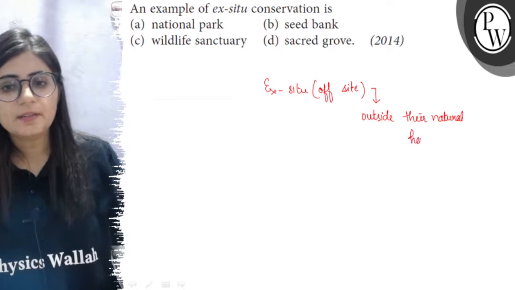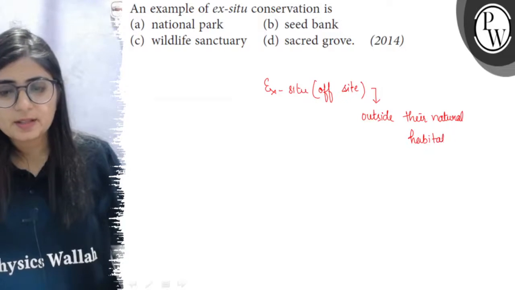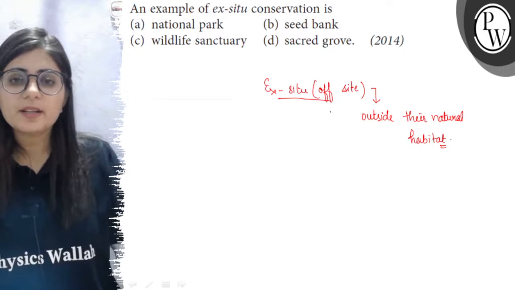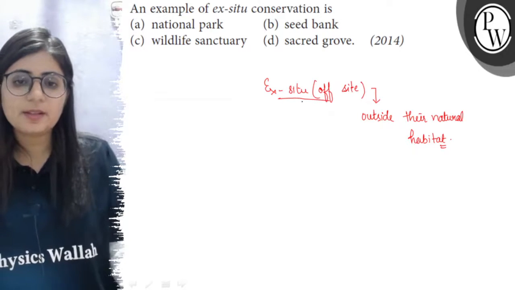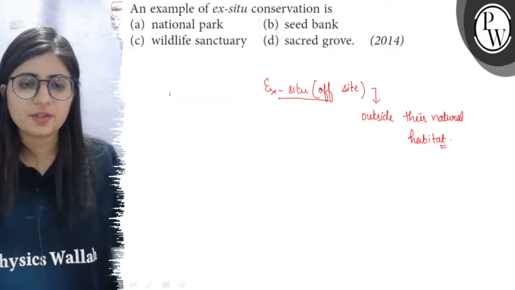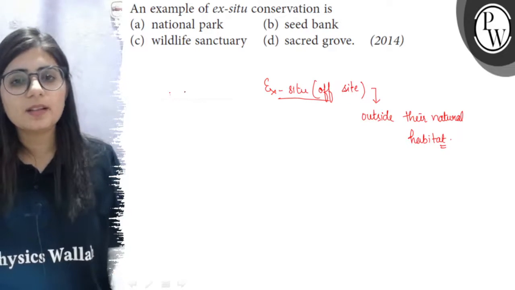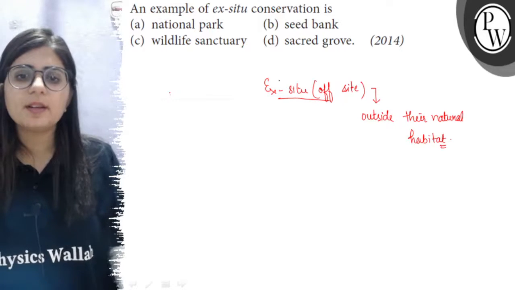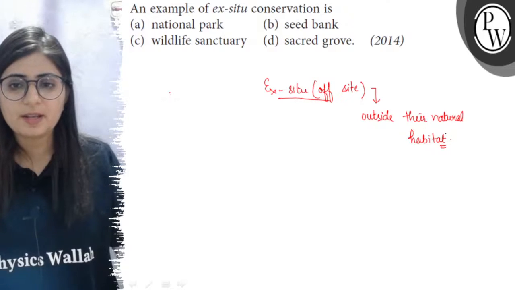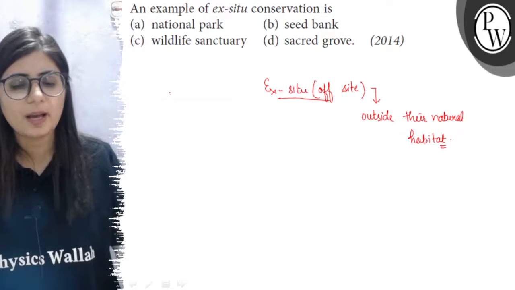For example, if a tiger is living in a forest, now there are two ways to protect it. One is to protect it in the jungle where it is living, so that will be in situ conservation, means on-site conservation. But if a tiger is taken to a zoo and then it is protected, then it is called ex situ conservation, or conservation of an organism outside its natural habitat.